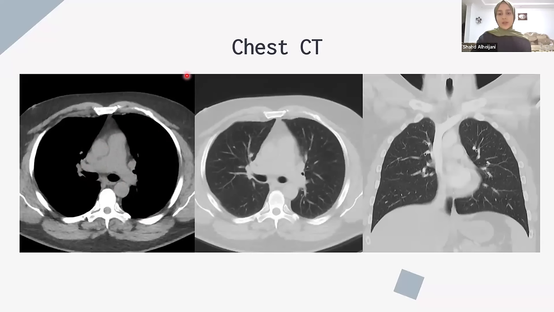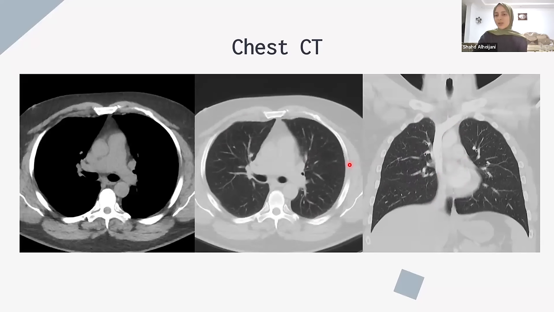So let's talk about this image. Which window is this? Okay, now this is the lung window. Yes. So you can see the bronchioles, you can see the tiny things. Any abnormality in the lung will be clear. So this is the lung window. Which window is this? Again, lung window, yes.